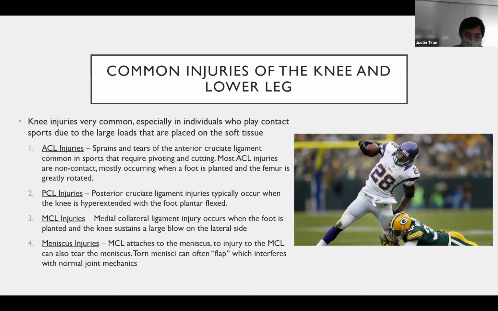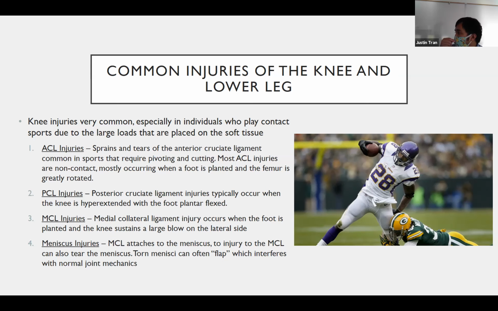And if you have a torn meniscus, it can do this thing where it flaps. It's a partial tear, and it just sits there and flaps like this. And that flap actually interferes with some normal joint mechanics.